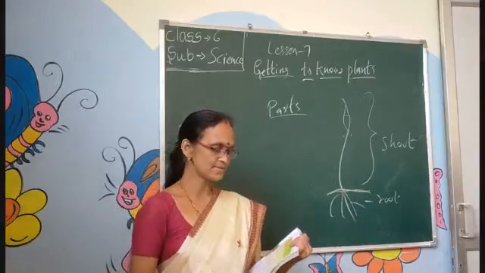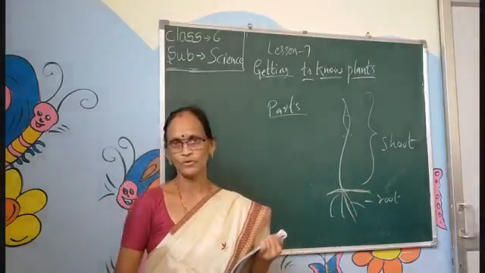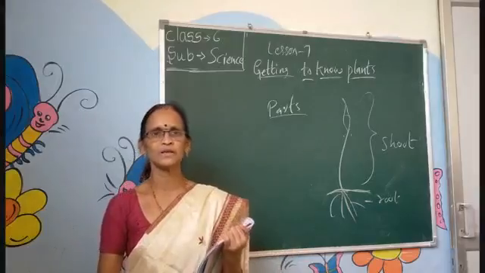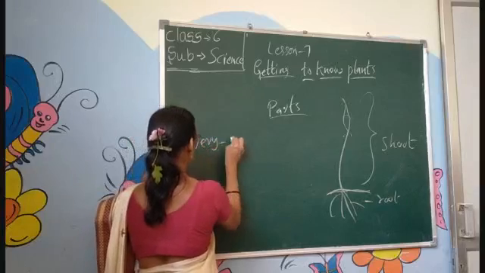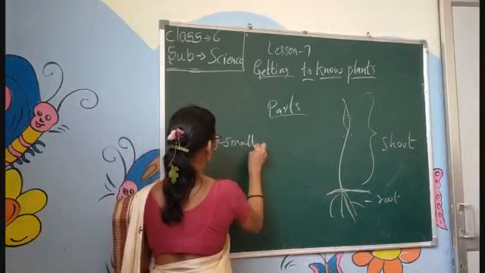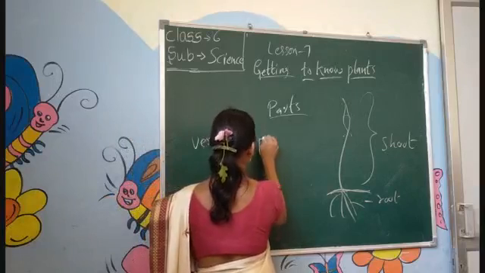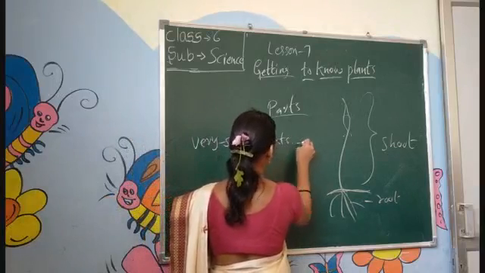Yes, herbs means small plants. Okay, height very small trees. What do we call them now? Herbs. Very small trees, small plants are called herbs.